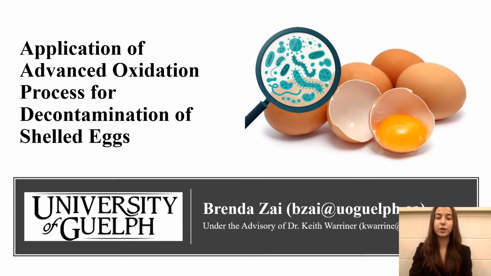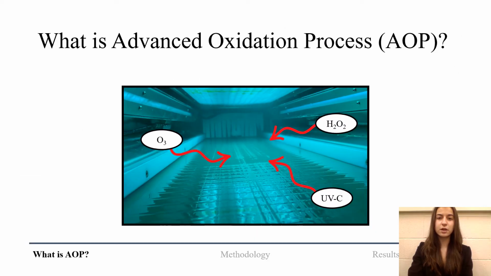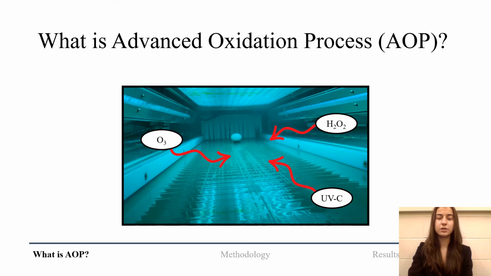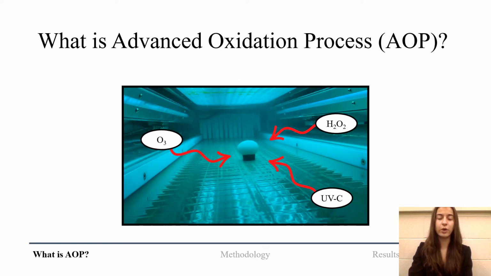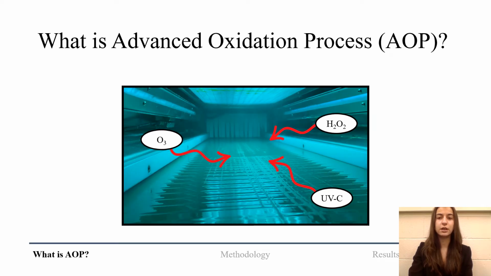To mitigate this, we investigated the application of advanced oxidation process technology to inactivate salmonella located on an egg's protective sites that are not accessible through current practices of standard washing. Advanced oxidation process, or AOP, is known as the generation of hydroxyl radicals through the interaction of hydrogen peroxide, ozone, and UV light. These hydroxyl radicals act as sanitizing agents to disinfect the surface of the egg when introduced into the AOP reactor facilitated by a conveyor system.